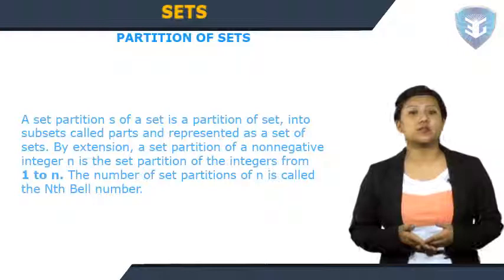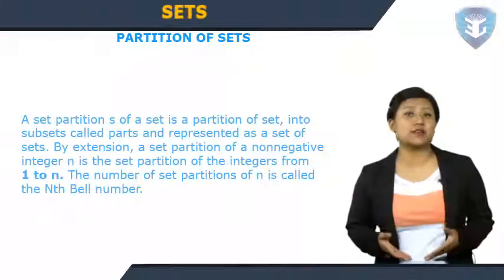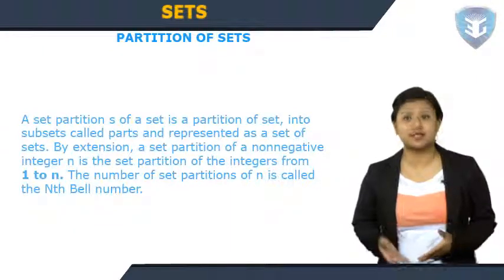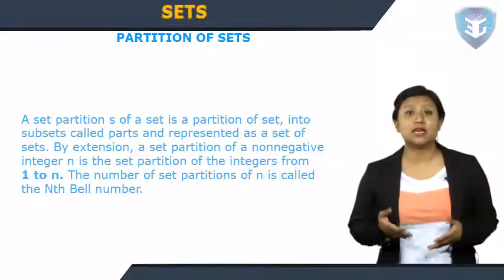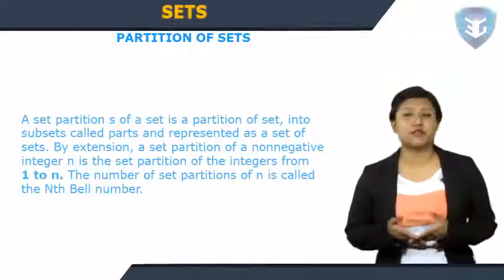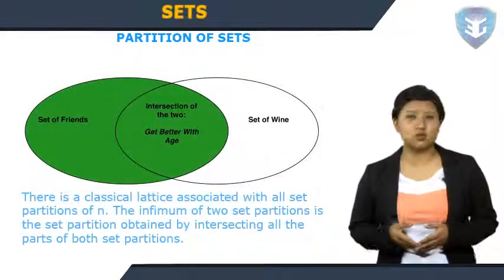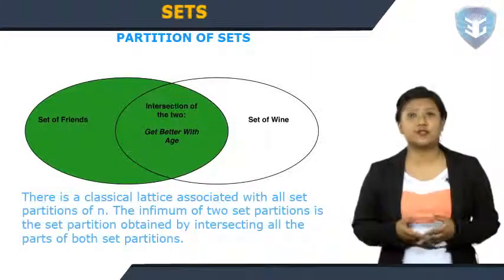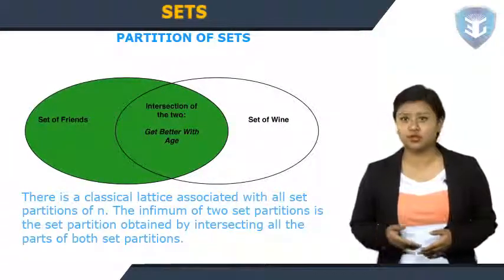We will now discuss partition of sets. A set partition S of a set is a partition of the set into subsets called parts and represented as a set of sets. By extension, a set partition of a non-negative integer n is a set partition of the integers from 1 to n. The number of set partitions of n is called the nth Bell number. There is a classical lattice associated with all set partitions of n. The infimum of two set partitions is a set partition obtained by intersecting all the parts of both set partitions.